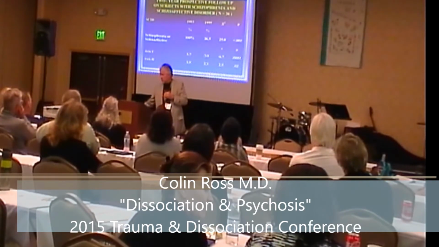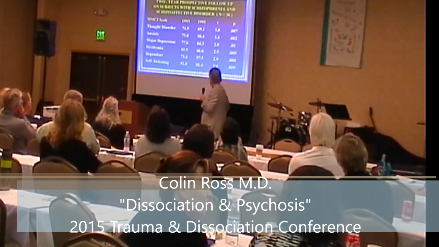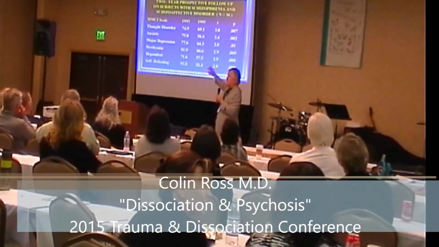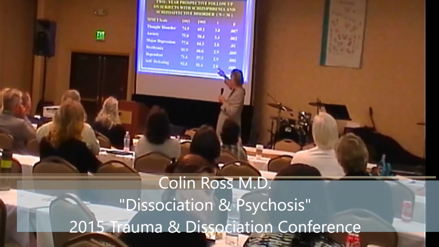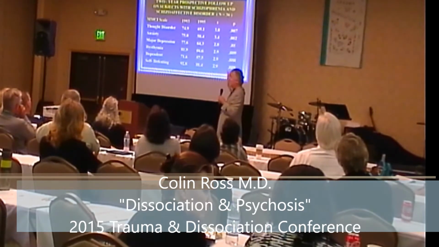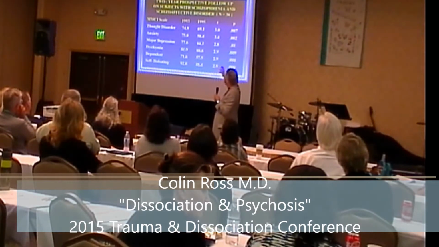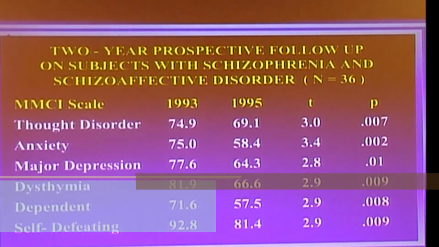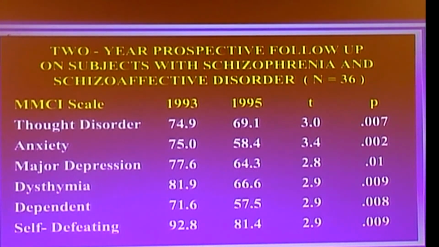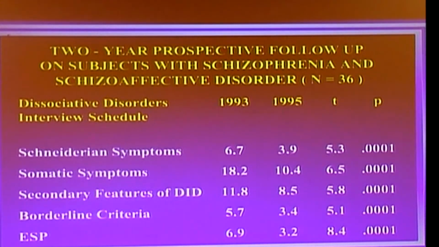Whoa, so some pretty good medications there. And actually, it's a typo. It's the MCMI, the Millon Clinical Multiaxial Inventory. It's got all these scales on it. Thought disorder's gone down, anxiety's gone down, depression's gone down, all these different things have gone down, including thought disorder, so they're less psychotic. On my structured interview, the Dissociative Disorders Interview Schedule, the number of Schneiderian symptoms has gone down, somatic, secondary DID, they're less borderline, they have less ESP.